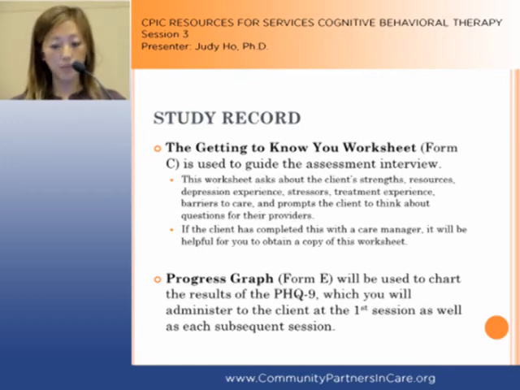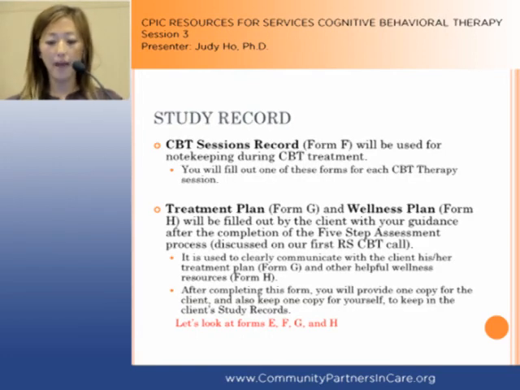Let's move on to some of these other forms. The CBT session record, which is Form F, will be used for note-keeping during the CBT treatment. You're going to fill out one of these forms for each CBT therapy session. The treatment plan, which is Form G, as well as the wellness plan, Form H, is going to be filled out by the clients with your guidance after the completion of the 5-steps assessment process discussed on our first RS-CBT call. This is used to clearly communicate with the client his or her treatment plan and other helpful wellness resources. After completing this form, you'll provide one copy for the client and also keep one copy for yourself to keep in the client's study records. So let's look at these forms, E, F, G, and H.